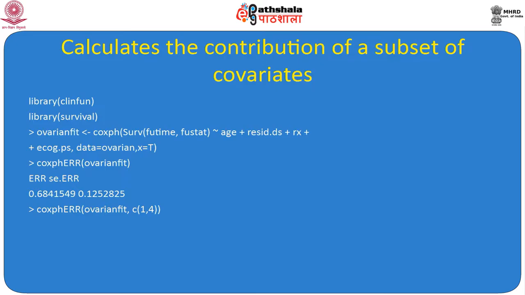Rx also has discrete values, like 1 and 2 for the given treatment, and ECOG.PS also has discrete values like 1, 2, 3, 4. So here, for RESID.DS the numeric base value 1 is considered the reference category. In the case of Rx, 1 is also considered the reference category, and in the case of ECOG.PS the reference category is also 1.